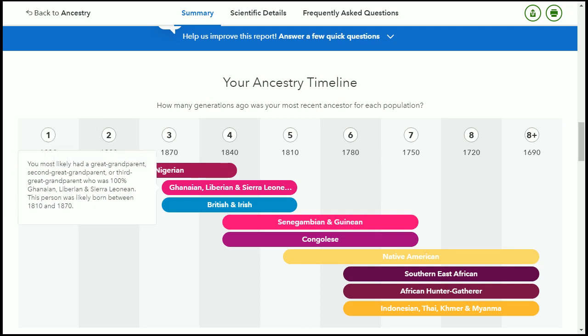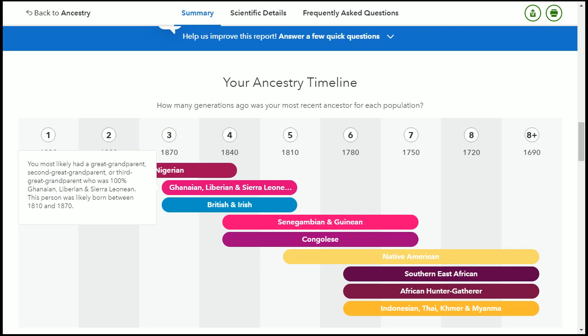Okay, for Ghana, it said you most likely had a great-grandparent, second great-grandparent, or third great-grandparent who was Ghanaian, Liberian, and Sierra Leonean. This person was born between 1810 and 1870. Hold on one second. I'm going to take a sip of water. Usually I put it on pause, but I'm like, okay. Sorry about that, but my throat was getting dry.